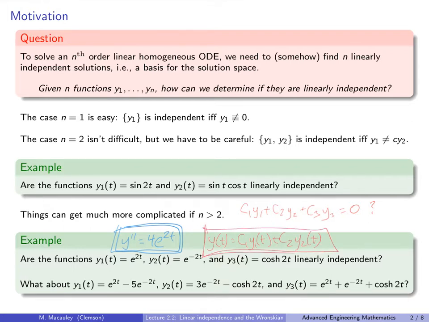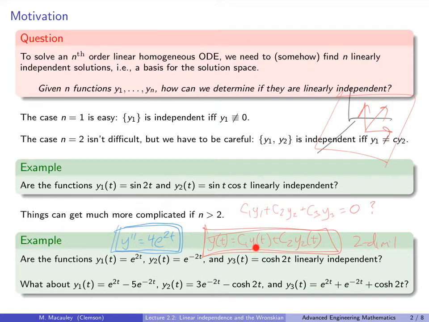Now, in any two-dimensional vector space, think about a plane in R3. That's the easiest thing to picture. If you have a plane in R3, and you have any three vectors on the plane, doesn't matter, any three, those vectors are going to be linearly dependent. Similarly, all three of these functions are solutions to this ODE, and the solution space is a two-dimensional vector space.